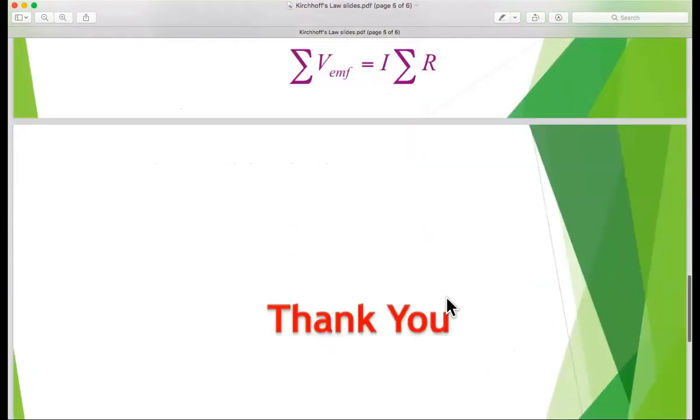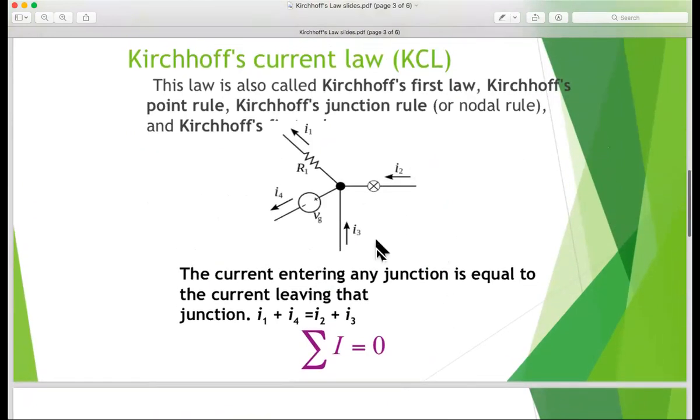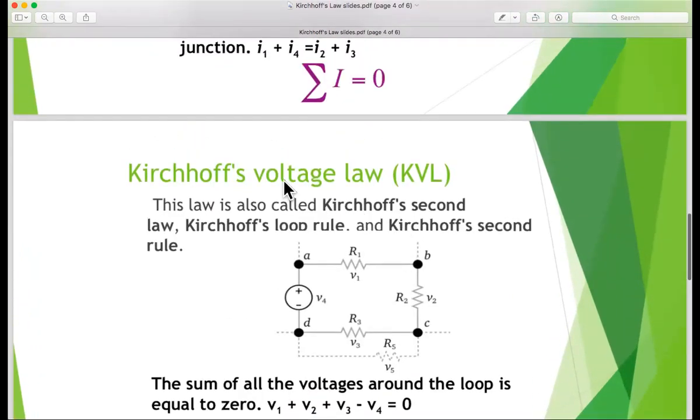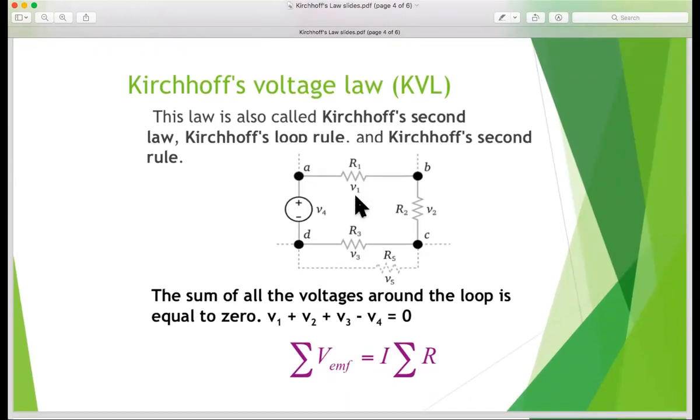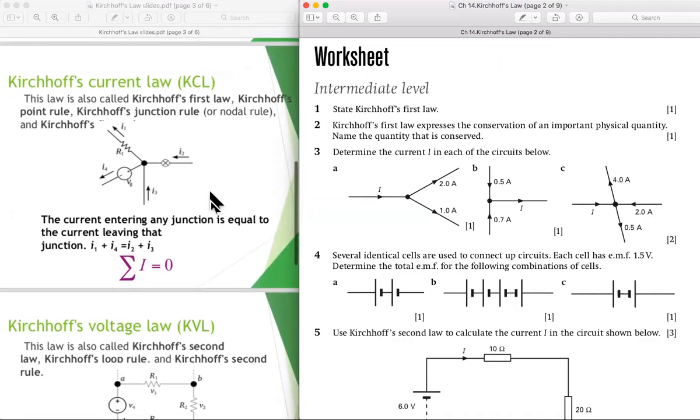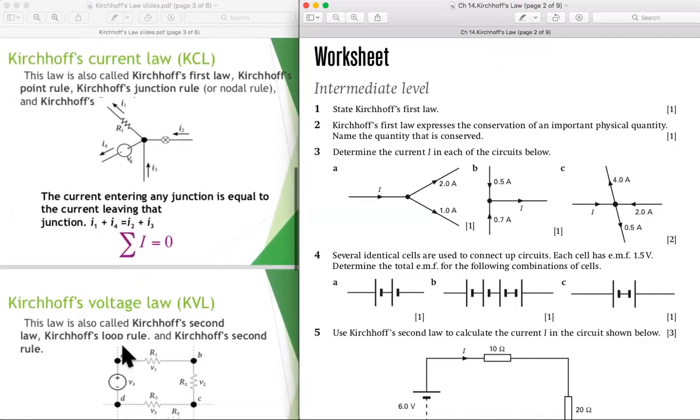That's it. Only this much about the theory of Kirchhoff current law and Kirchhoff voltage law. Now we look at the questions. On the left is the theory, and on the right the questions. Let me try to solve some questions here.